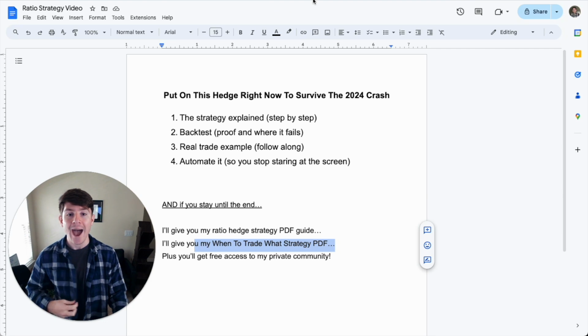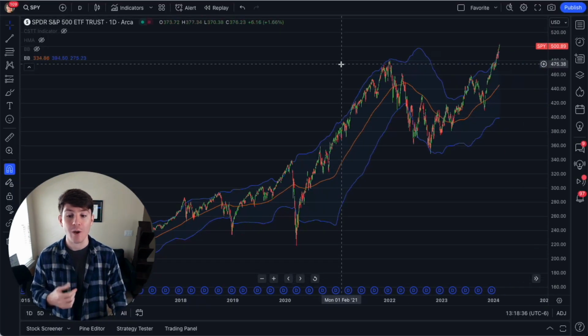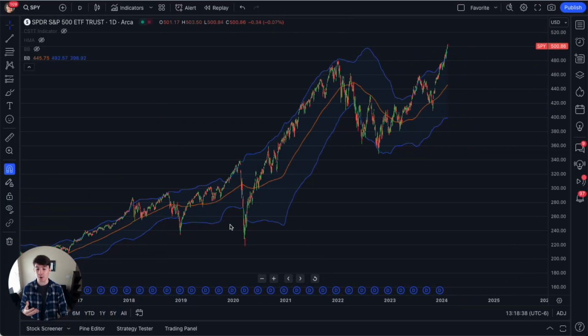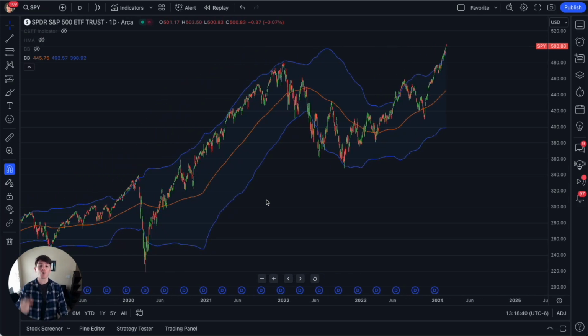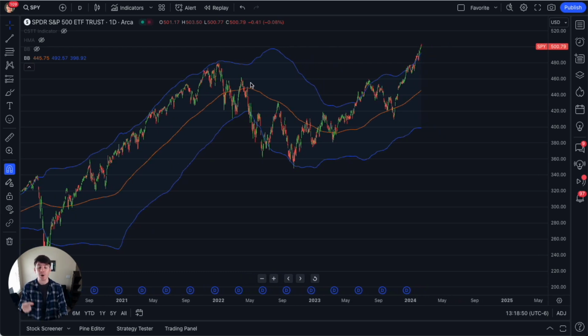Let's dive in. How does this trade work? Well, as we've been talking about, there are great strategies in the market to make monthly income: 112s, 111s, short puts, strangles, etc. But when we get to an overextended period like we are right now, a snapback is likely.